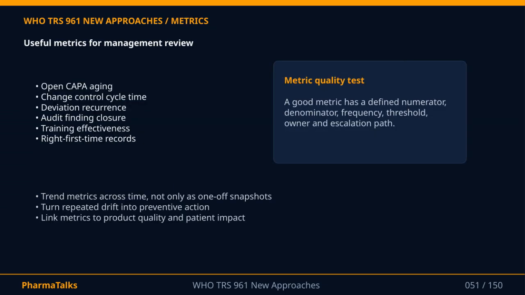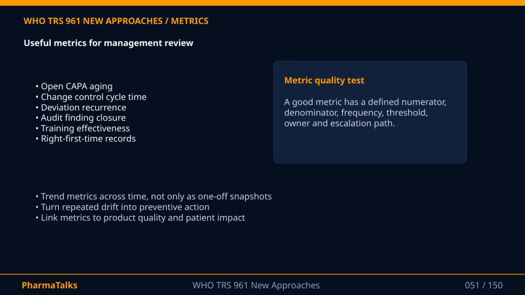On this slide, we are looking at new approaches and metrics outlined in the WHO TRS 961 for effective management review. The slide highlights several useful metrics that provide valuable insights into quality and compliance processes. These include tracking how long open CAPAs have been outstanding, measuring the cycle time for change control, monitoring the recurrence of deviations, ensuring timely closure of audit findings, assessing training effectiveness, and evaluating the accuracy of records completed right the first time.